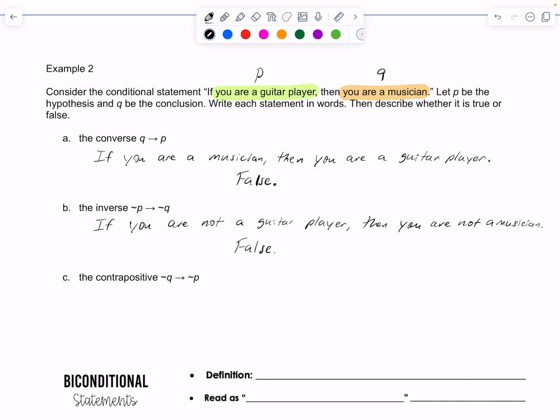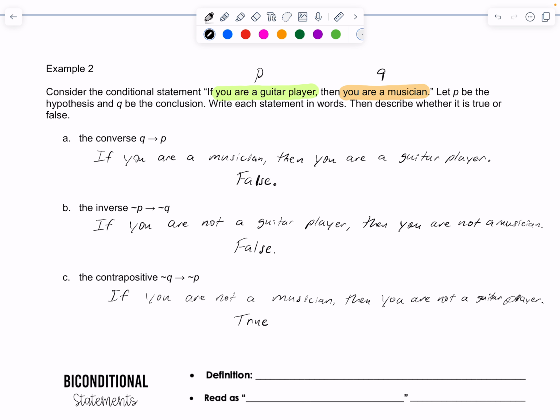And now the last one, this is where we do the negating and the switching. All right, so we're going to do, if you are not a musician, then you are not a guitar player. Okay, so that was the last one here for the contrapositive. So let's think about this one. If you're not a musician, then you are not a guitar player. So this is actually true, because a person who is not a musician cannot be a guitar player. So this one I'm going to write true.